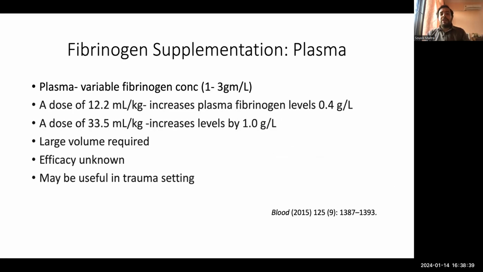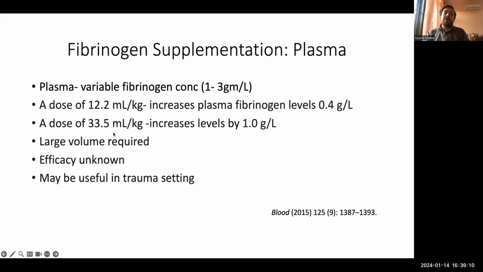So how can the fibrinogen be supplemented? Fibrinogen can be supplemented by fresh frozen plasma, or FFP, also. But the problem with FFP, when it is used solely for fibrinogen supplementation, is that it contains a variable amount of fibrinogen. It may be 1 to 3 gram per liter, depending upon the fibrinogen concentration of the donor. So even with a standard dose of FFP, the increase in fibrinogen level is very small. It is 400 milligram, or 0.4 gram.